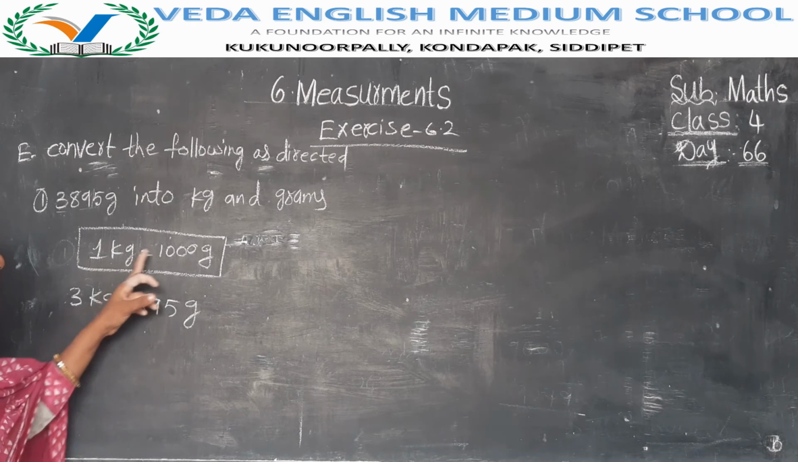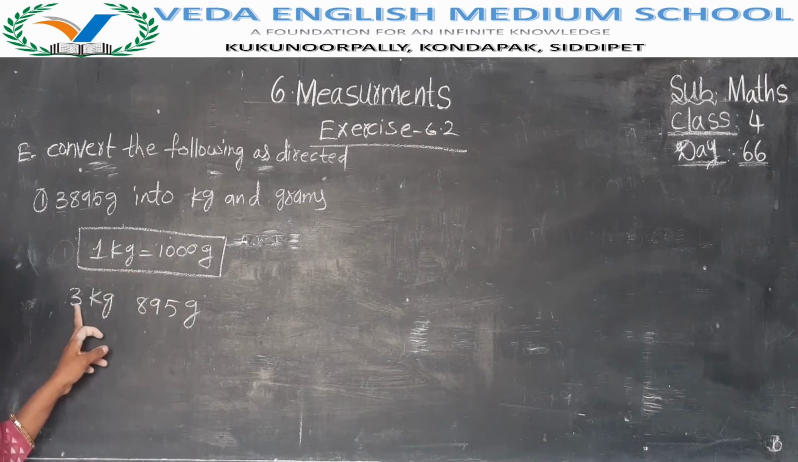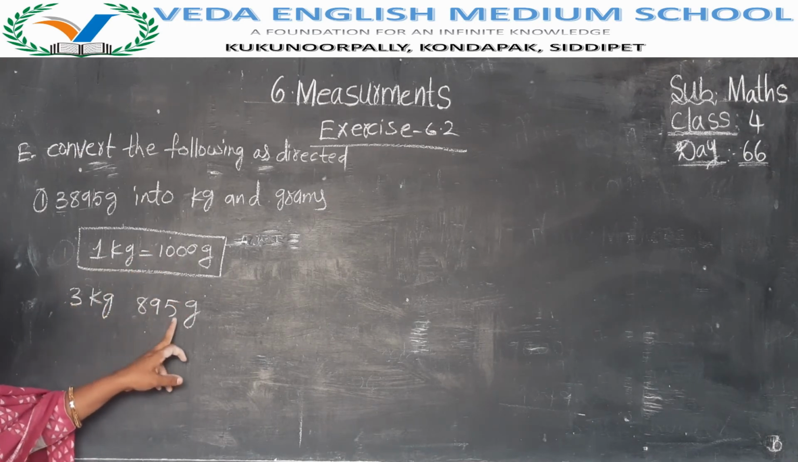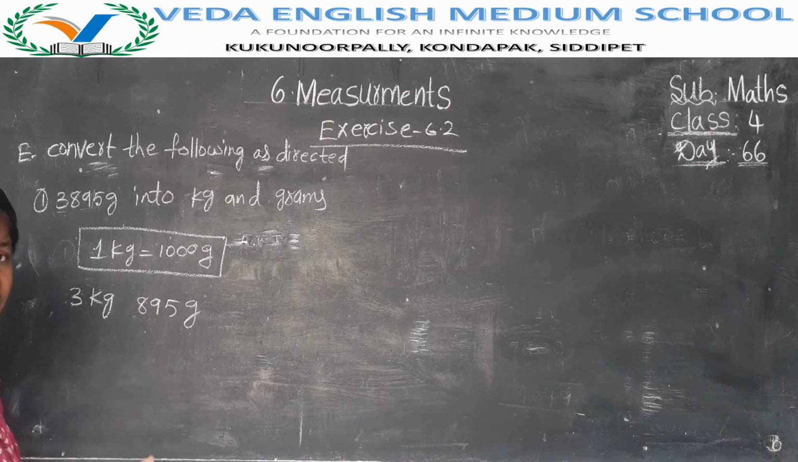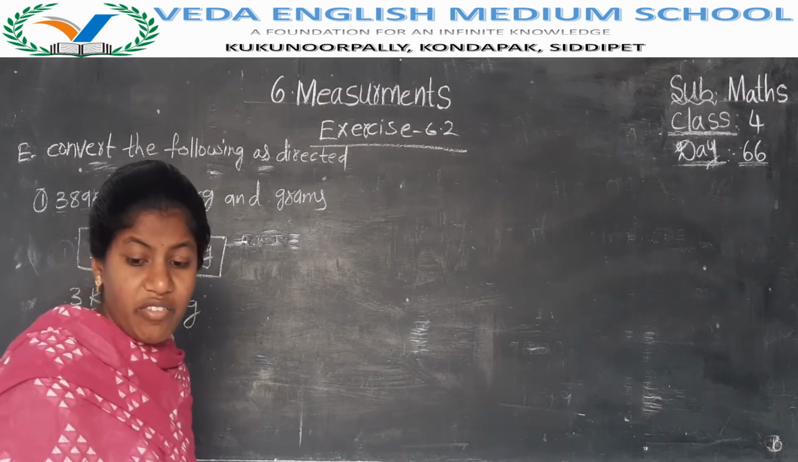Now 1 kg is 1000 grams. 3 kg becomes 3000 grams. 3000 grams plus 895 grams becomes 3895 grams. Directly. Next, the second one.